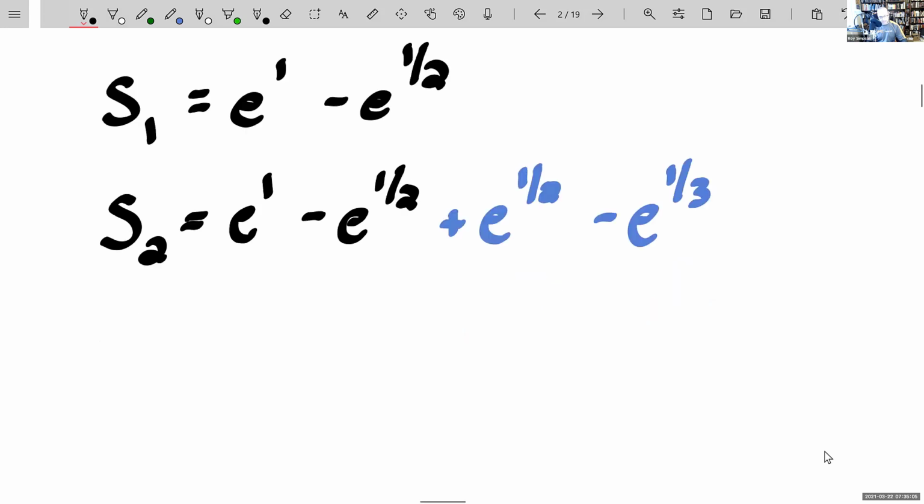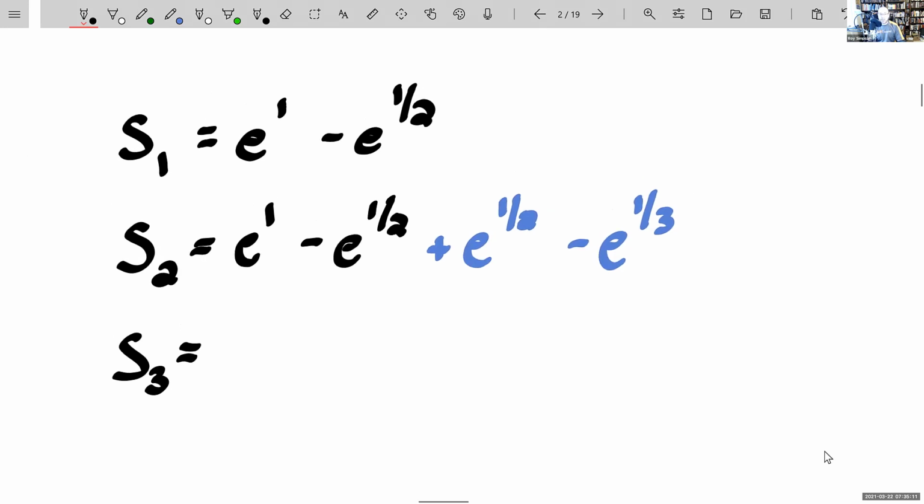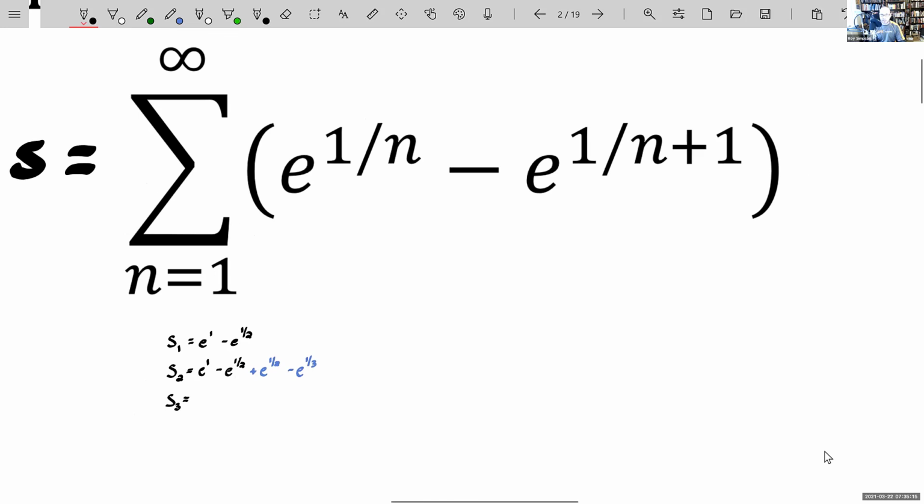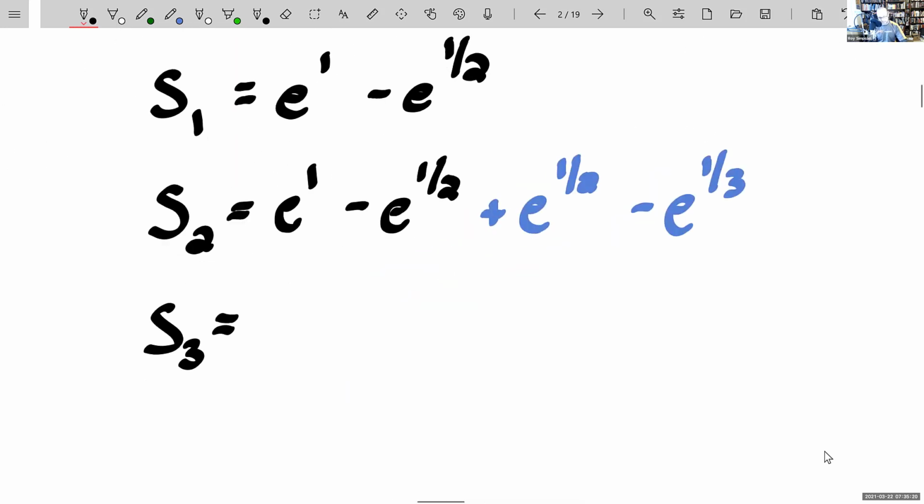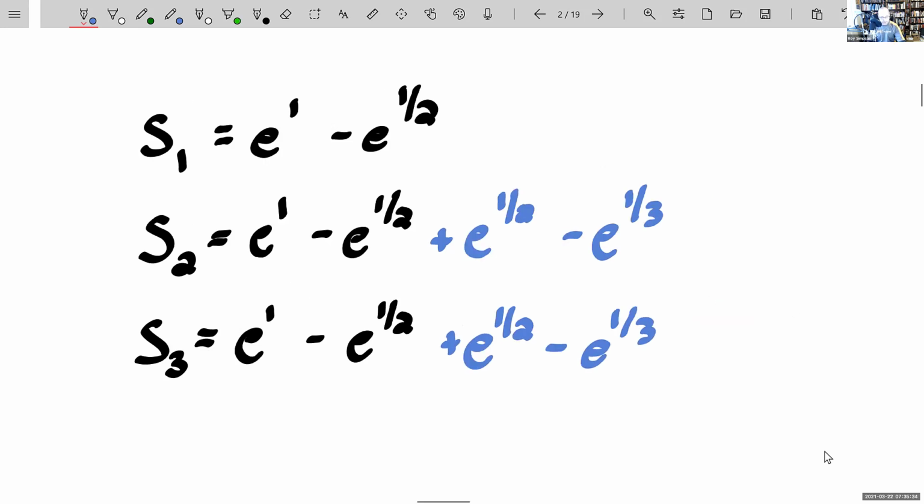Let's go ahead and find out what S sub 3 is, which is the sum of the first, second, and third terms of this expansion of the summation here. So again, n equals 1. Start there. That's e to the first minus e to the 1/2. Notice I haven't simplified anything. And then n equals 2. We have plus e to the 1/2 minus e to the 1/3. And then n equals 3.